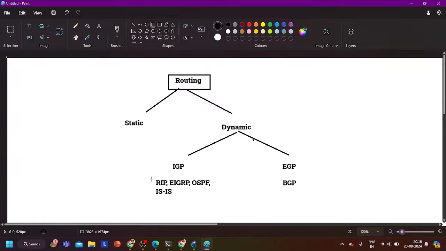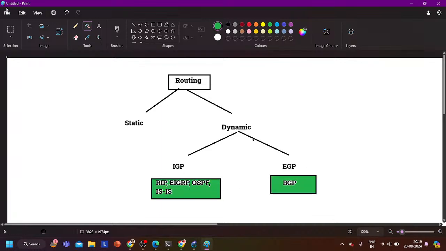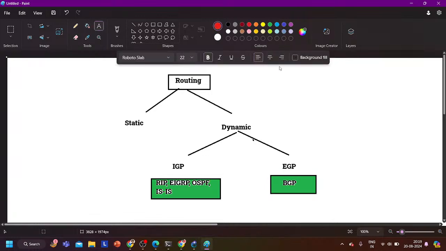Correct? What is the difference between IGP protocol and EGP protocol, guys? IGP is same AS and EGP is multi-AS. Yes. IGP protocols are the protocols which work within the AS, and EGP protocol is the protocol which works within the AS as well as between the AS. Now the question is, why do we need a routing protocol between the AS?